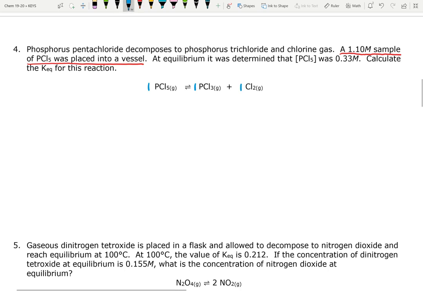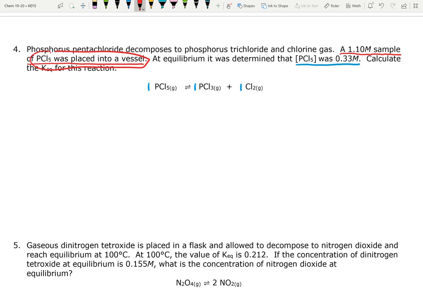So we have originally a concentration of 1.0, and at the end, a concentration of 0.33. So the concentration changed. And the reason that happens is, if we think about it, at the beginning, if they only put PCl5 into the vessel, then there's nothing else in there. There can't be a reaction in the reverse. There can only be a reaction in the forward. If we don't have all 3 compounds or substances in the vessel, we aren't at equilibrium.